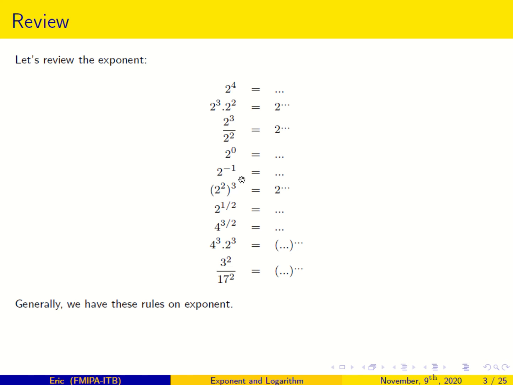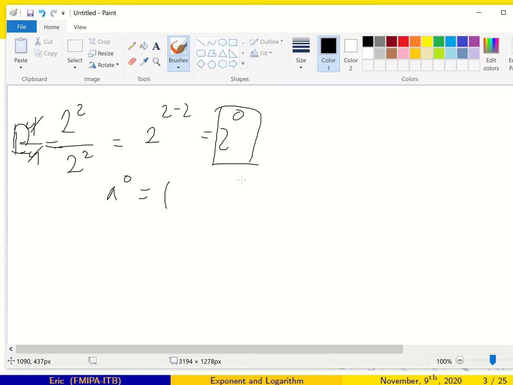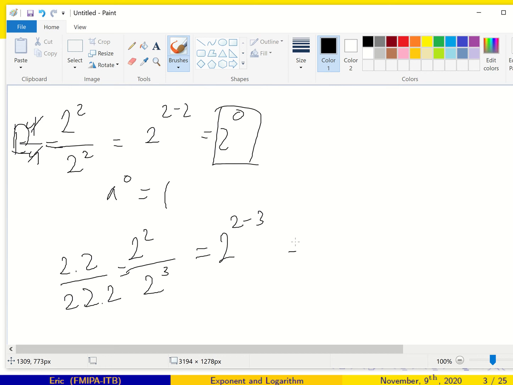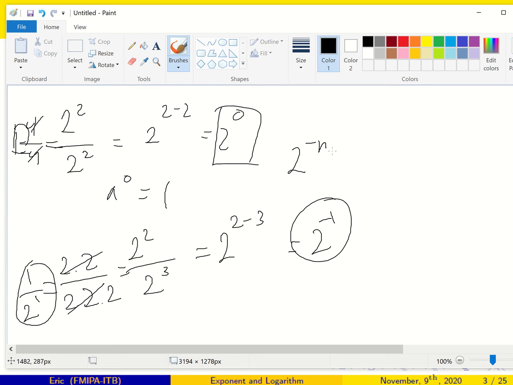What about 2 to the power of minus 1? I can see this like this. If I have 2 to the power of 2 divided by 2 to the power of 3, this is 2 times 2 divided by 2 times 2 times 2. And by using the same rule, this is 2 to the power of 2 minus 3, which is 2 to the power of minus 1. So 2 to the power of minus 1 is 1 over 2 to the power of 1. In general, I have 2 to the power of minus m, the same as 1 over 2 to the power of m.